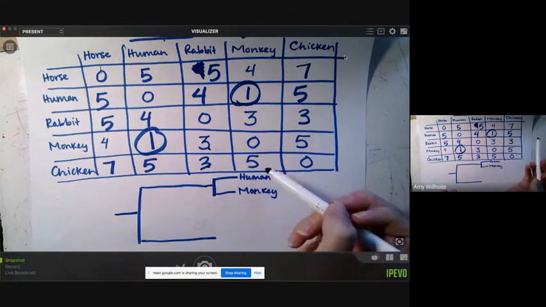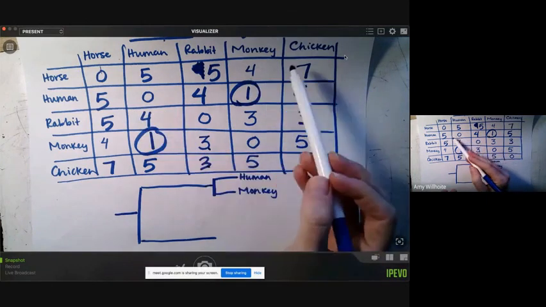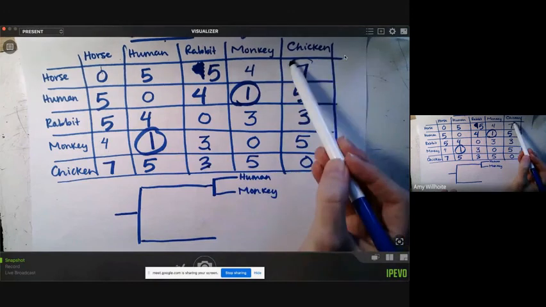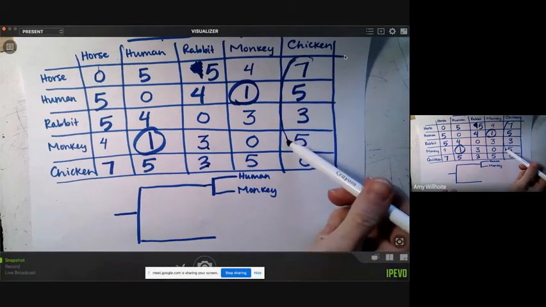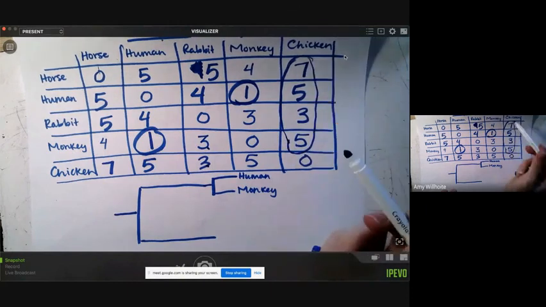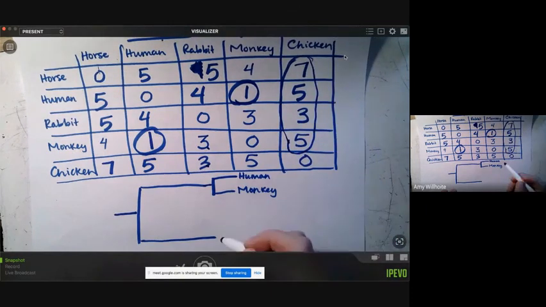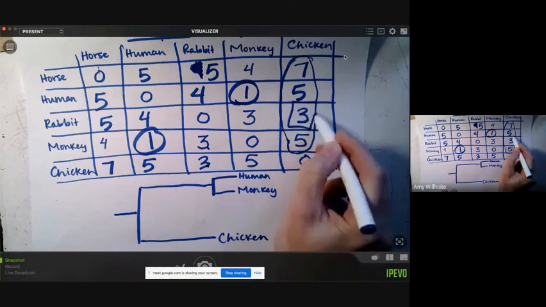Like the chicken and the, what's that chicken? Like, look at all these high numbers for the chicken except for to rabbit, which I'm wondering if we counted that one right, but whatever. So those are all kind of high numbers comparatively. And so typically you'd like put the chicken out here. Now we have a little problem because of this one right here, but whatever.